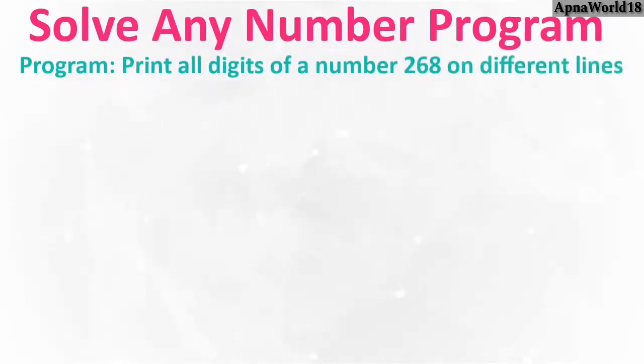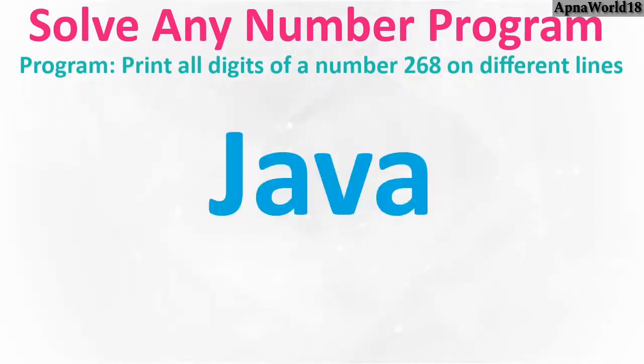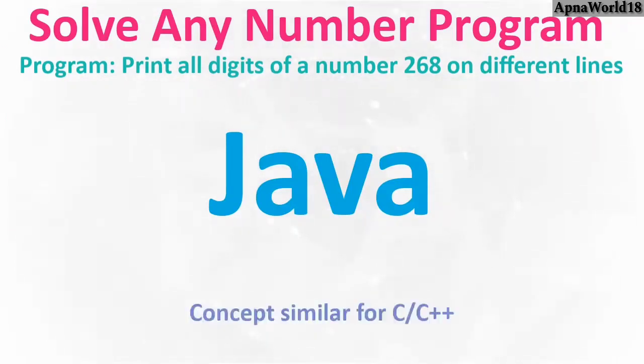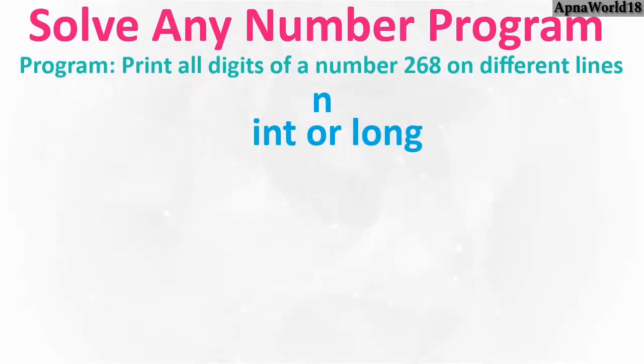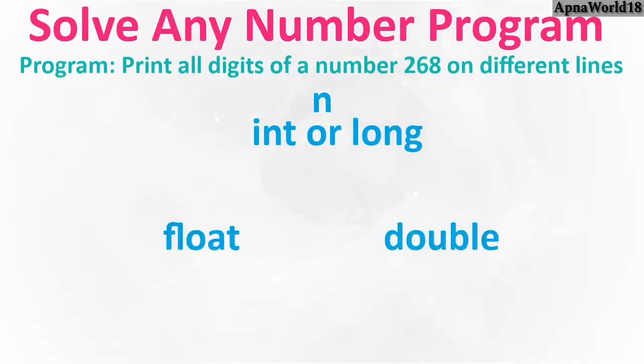Before I explain the template, let's understand some basics with a simple example program where we have to print all digits of a number on different lines. I am using Java language over here, but if you know C, C++, you can continue watching as concept-wise it is the same. So the first thing is that we will assume we have some number n which we need to break into digits. This number has to be int or long as the logic which we will be using does not work on decimal numbers like float or double.